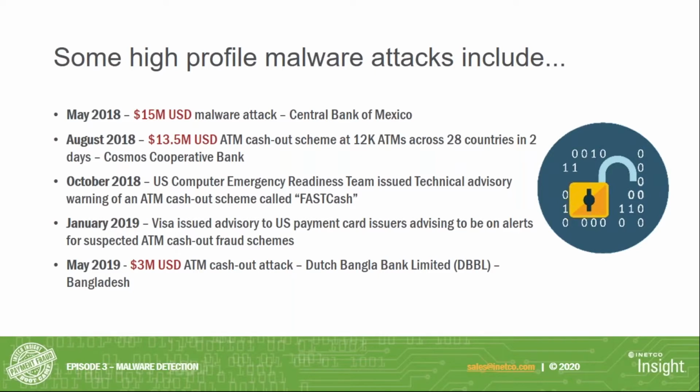In May 2018, the Central Bank of Mexico was hit with a $15 million malware attack. Only 3 months later, in August of 2018, one of India's oldest banks, Cosmos Cooperative, experienced a $13.5 million ATM cash-out scheme, hitting 12,000 ATMs across 28 countries in only 2 days. And most recently, in May of 2019, Dutch Bangla Bank experienced a $3 million ATM cash-out.